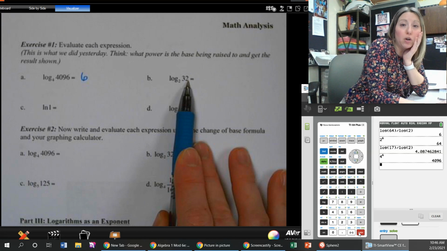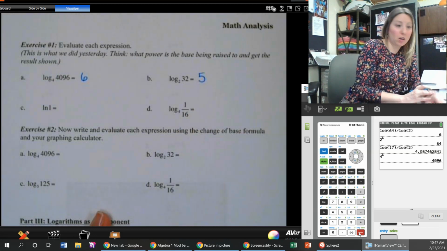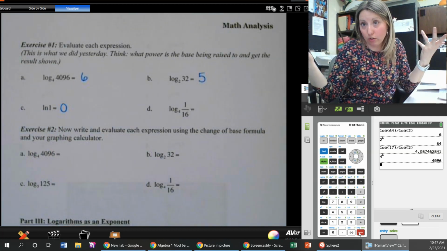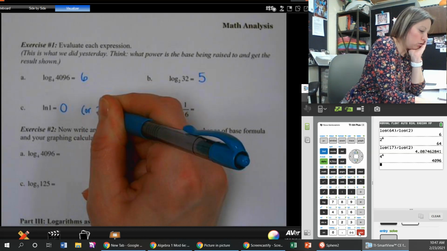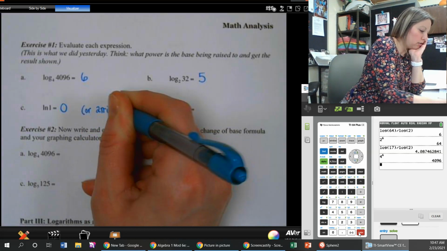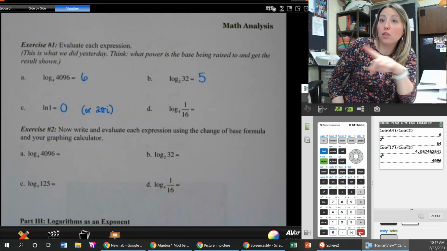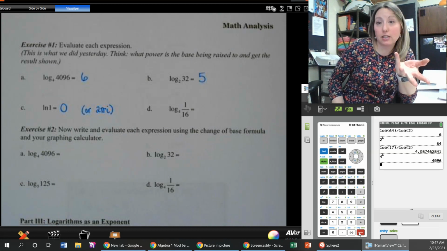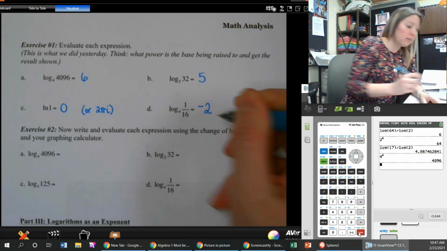2 to the what power is 32? Well, that's 2 to the 5th power. ln 1 is 0 or 2 pi i, right? We knew that those were both potential answers there. I'll write it down: 0, 2 pi i. I'll show you that in a sec. 4 to the what power is 1/16? Well, I know 4 to the 2nd is 16. So 4 to the negative 2nd is 1/16.